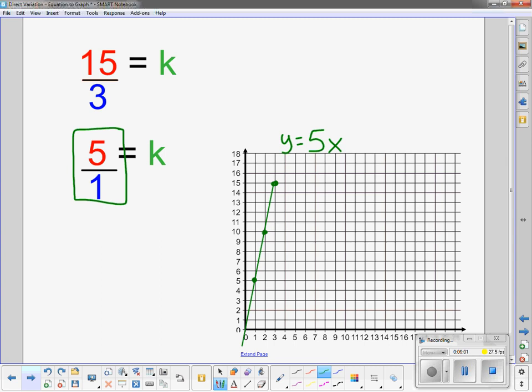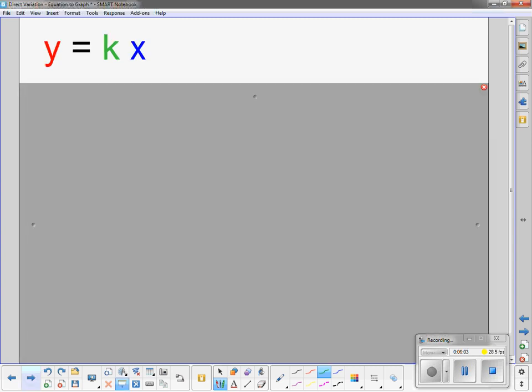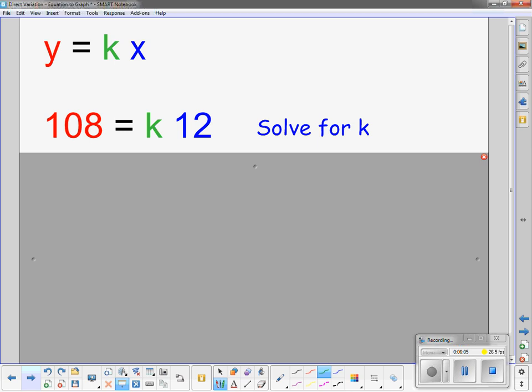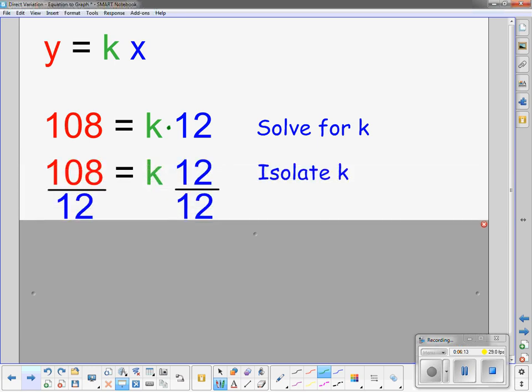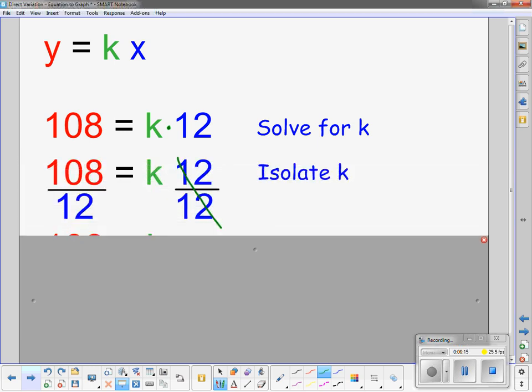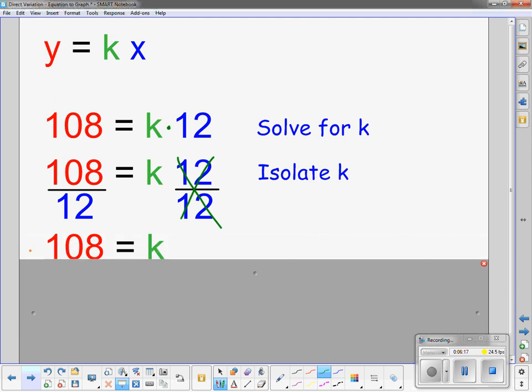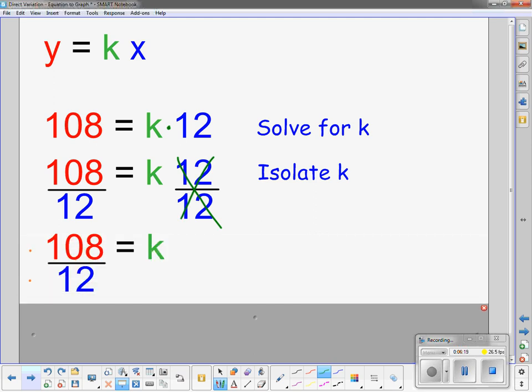Another one like that, 108 equals k times 12. And so I've got to divide both sides by 12 so that I can isolate my k. That means that the 12s are going to cancel each other, and k is going to equal 108/12. Now that's my rise over run, but I'm not going to use a graph where I have to rise 108 and run 12. Therefore, I need to simplify.